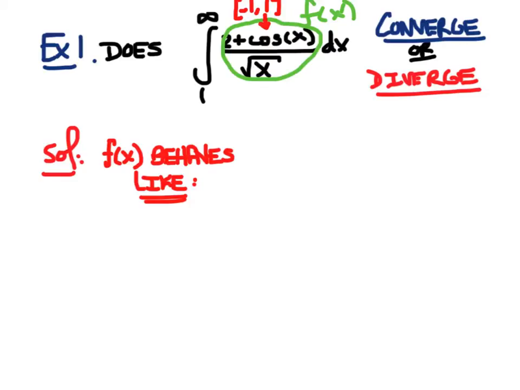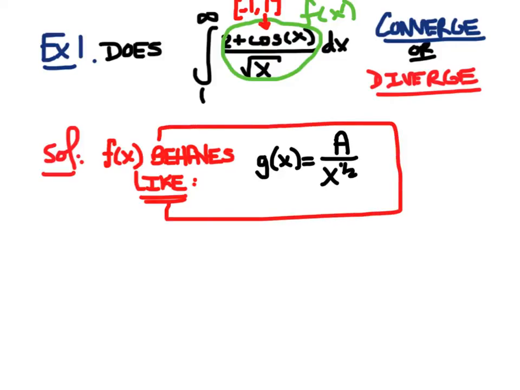So the whole thing's going to behave just like 1 over the square root of x, which I'm going to write as 1 over x to the 1/2. And for our arguments we're going to say that this is actually a over x to the 1/2, where a is some constant. So that's the behavior function for large x.